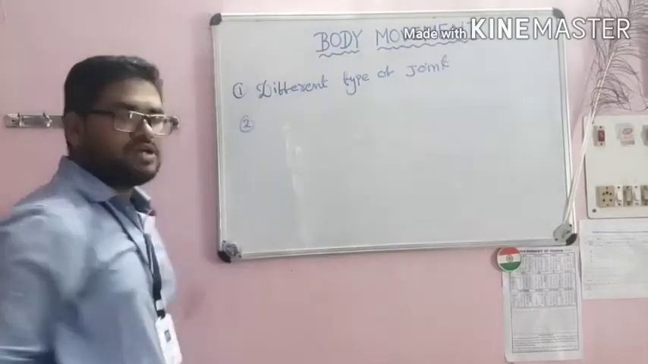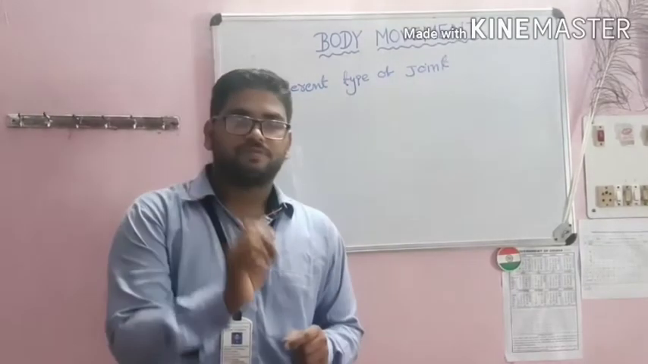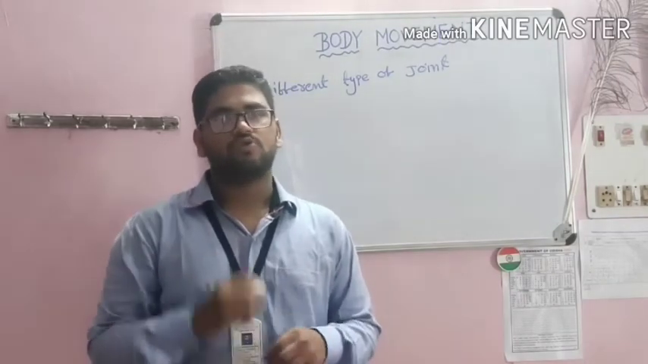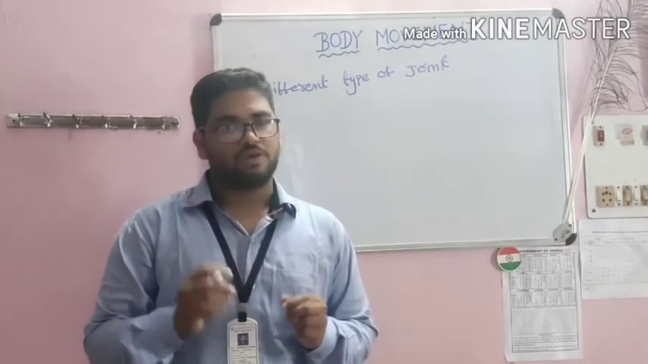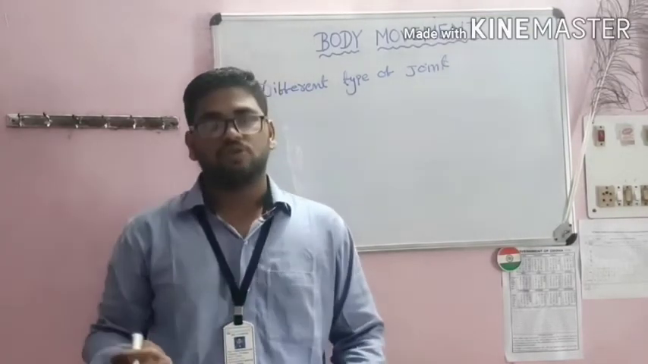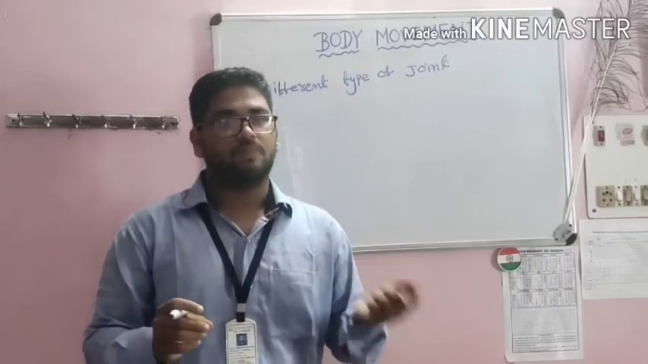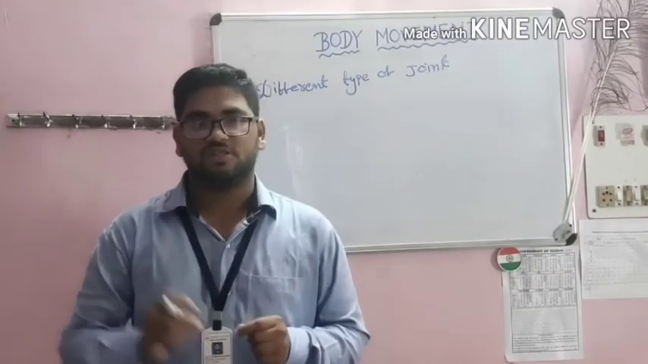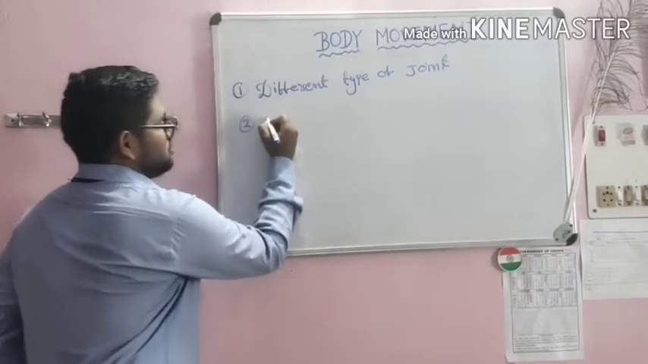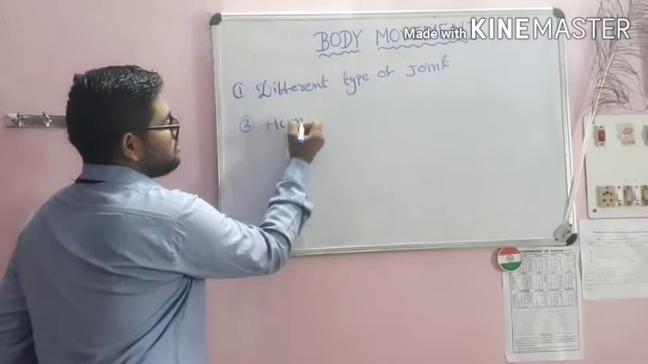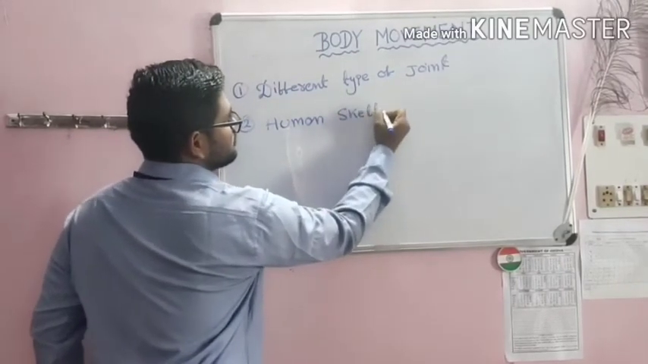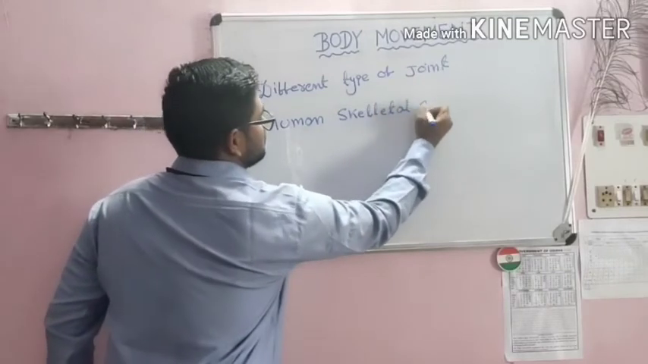In the second class, we learn about the skeletal system of the human body and how it works. What are the bones that are present inside it? Which one is the largest bone? Which one is the smallest bone? The number of bones that are present in a baby and the number of bones that are present in an adult form will be learned in the second class. So the heading of that topic will be human skeletal system.